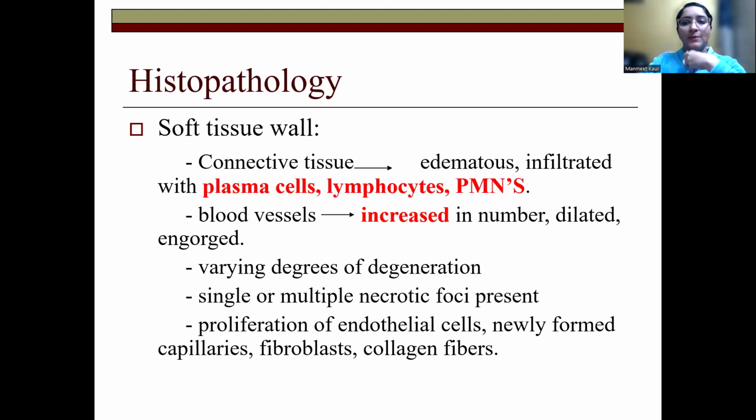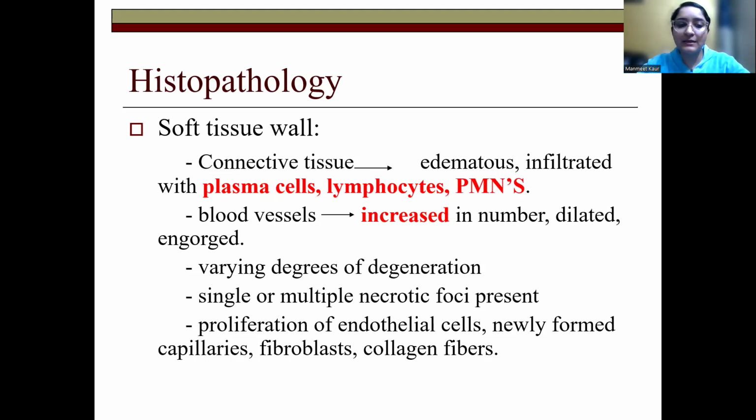Now coming to histopathology. In the soft tissue wall, the connective tissue will be edematous, infiltrated with plasma cells, lymphocytes and PMNs. Blood vessels are increased. There is degeneration. Necrosis is present.